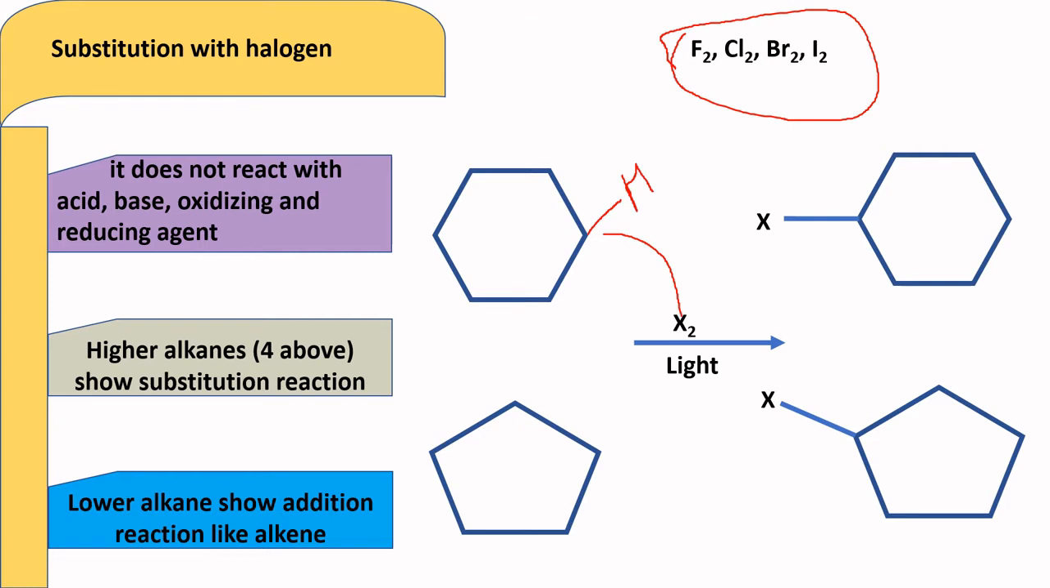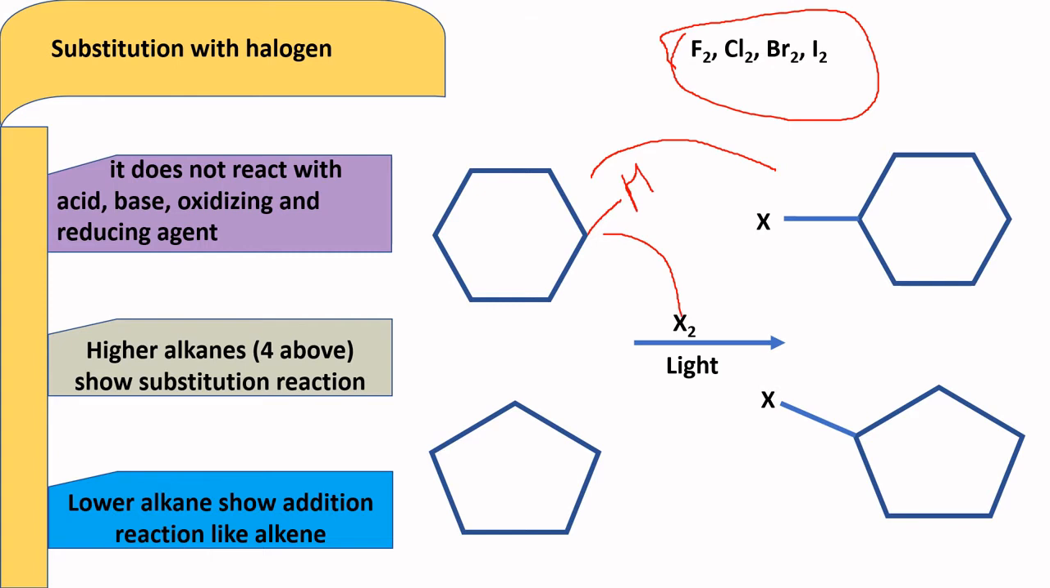So you can see here, this one is a cyclohexane. So what is this? Halocyclohexane. Halo means, if it is bromine, then bromocyclohexane. If it is chlorine, then chlorocyclohexane. Similarly, this is a cyclopentane, and the same thing happens here. So chlorocyclohexane or bromocyclohexane, right?